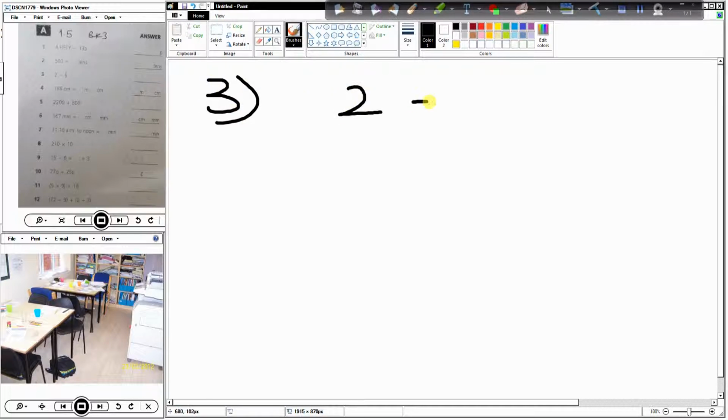Question number 3 says 2 minus 2/3. Now, to do this question, we need to know how many thirds there are in one whole. How many thirds do we have in 1? 3. So how many thirds do we have in 2? 6. So we rewrite the question like this.